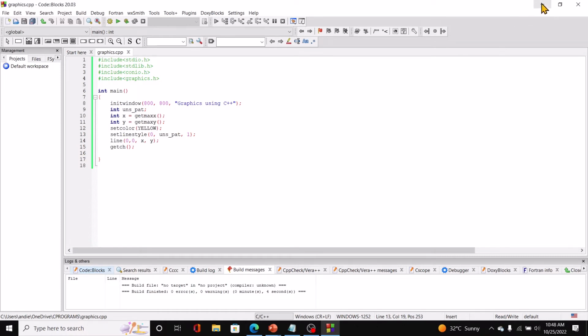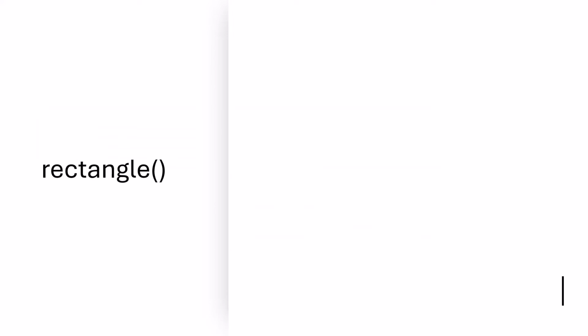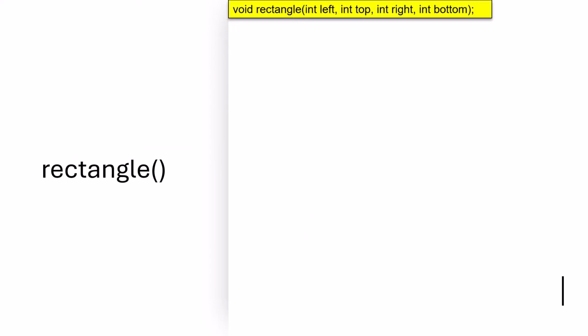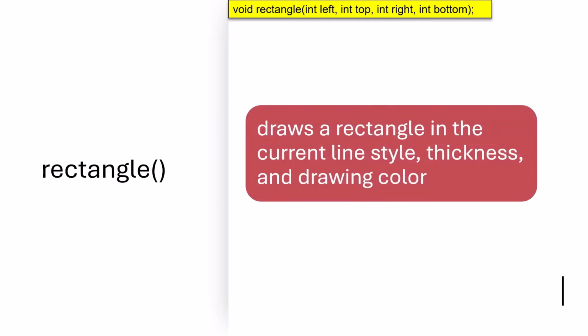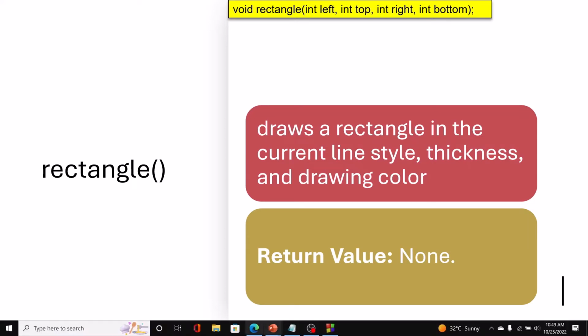Now we move on in our presentation. The next is the rectangle function. This is the prototype. You can see the parameters there. We need to provide left, top, right, and bottom, all integers. So this function draws a rectangle in the current line style, thickness, and drawing color. Return value is none. Okay, so we'll go back now to CodeBlocks.